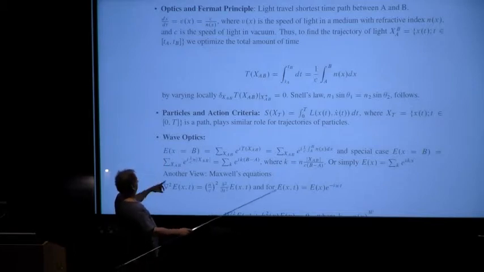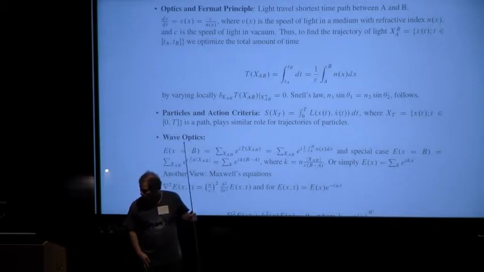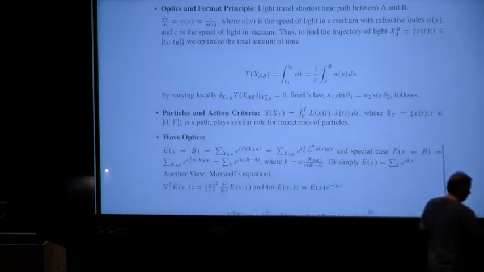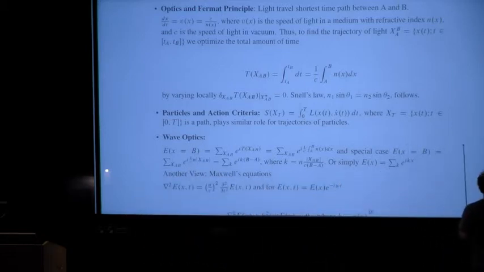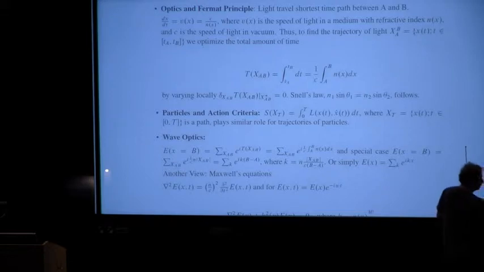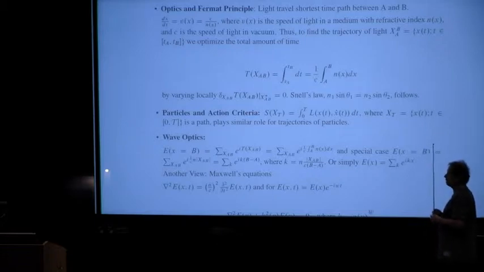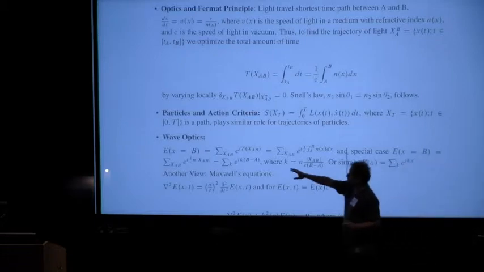For example, if you're going from A to a mirror, and then you're going here, you try all trajectories that land on the mirror. The optimal way is like this as well, and so on. You sum over all of them, and you get the wave equation, which was this one.